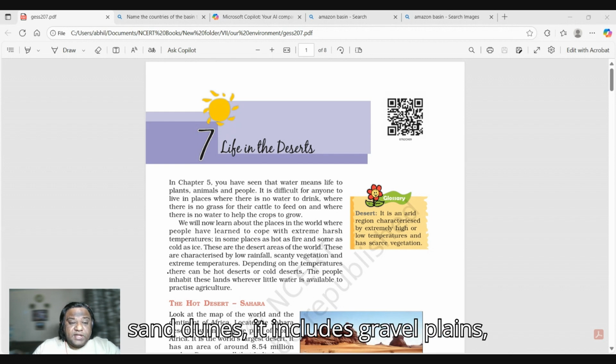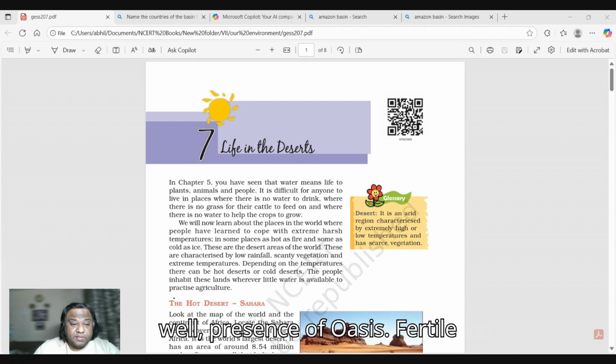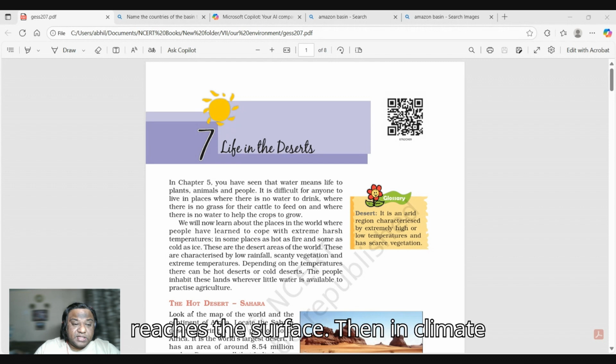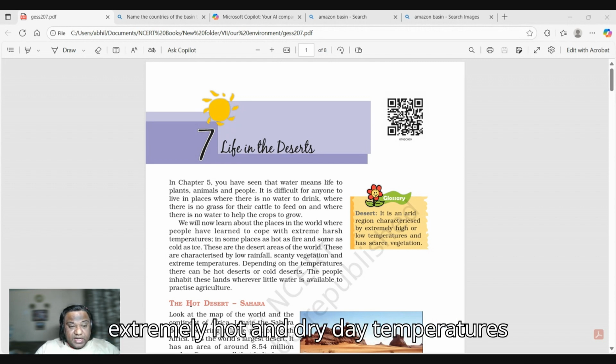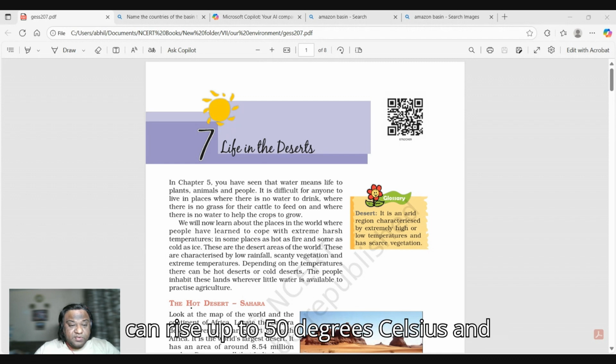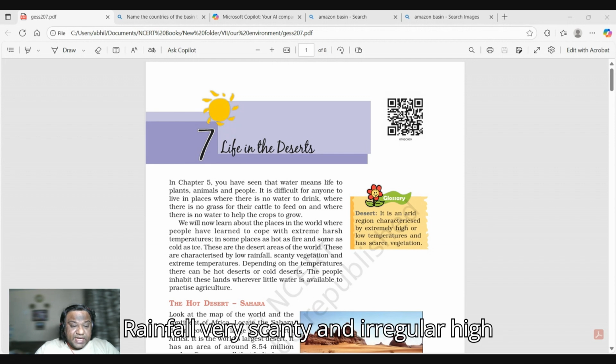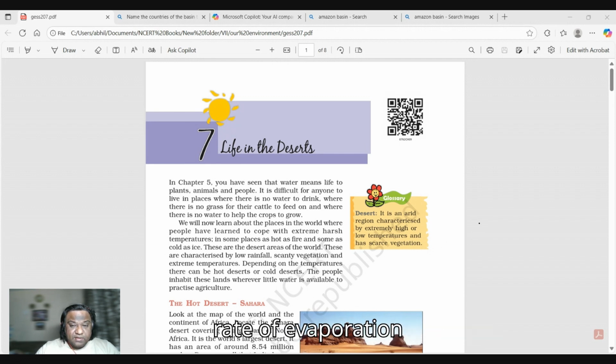So not just sand dunes, it includes gravel plains, rocky plateaus, elevated mountains as well. Presence of oasis, fertile depression where underground water reaches the surface. Then in climate, extremely hot and dry, day temperatures can rise up to 50 degrees Celsius, night temperature around 0 degrees Celsius. Rainfall very scanty and irregular, high rate of evaporation.